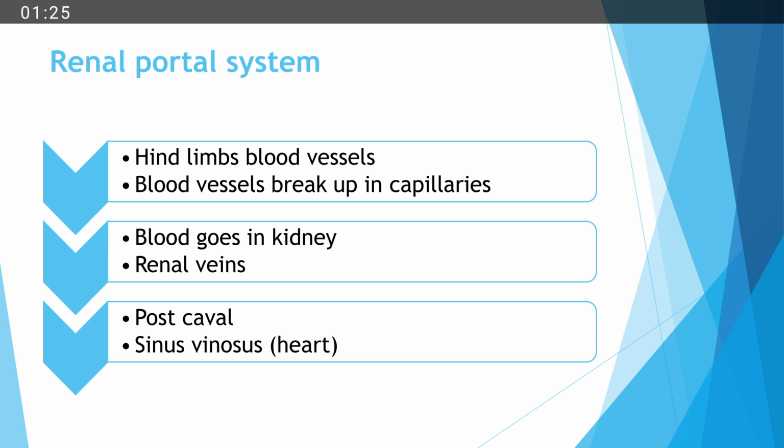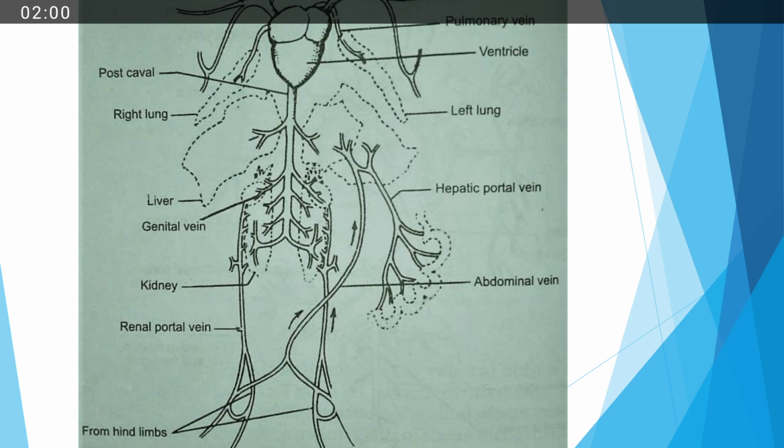The second system is the renal portal system. In the renal portal system, all of the blood vessels which are coming from the hind limbs break up into capillaries, and those capillaries transfer that blood into the kidney. In the kidney, blood is taken out through renal veins, which pour the blood into the post caval vein, and the post caval vein finally transfers that blood into the heart chamber, that is, the sinus venosus. This is the diagram showing the hepatic portal system and the renal portal system.